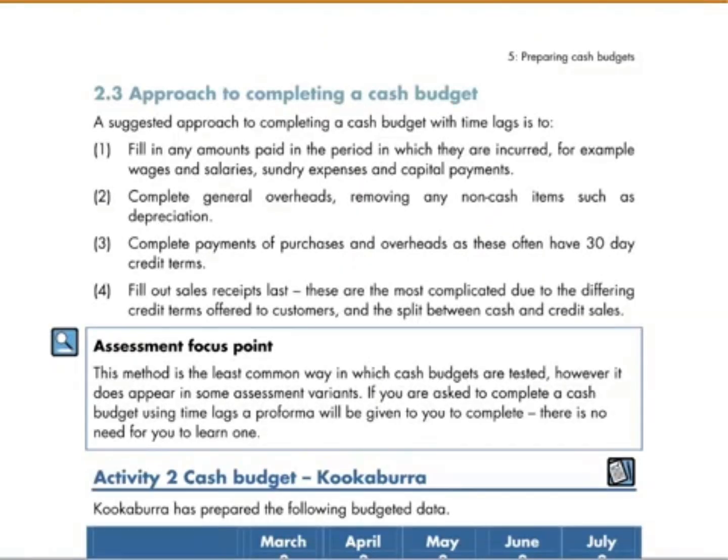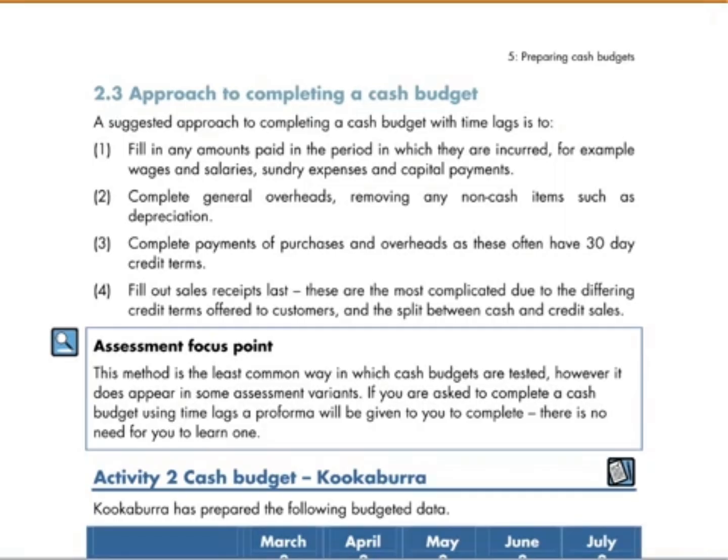It's important to note that dealing with time lags in the budgeting assessment is the least common way in which cash budgets are actually assessed. So if it's something that you don't have a lot of time to try to get into your head, then it's not usually the end of the world. But on saying that, some assessment variants do present cash budgets with a time lag attached to them.